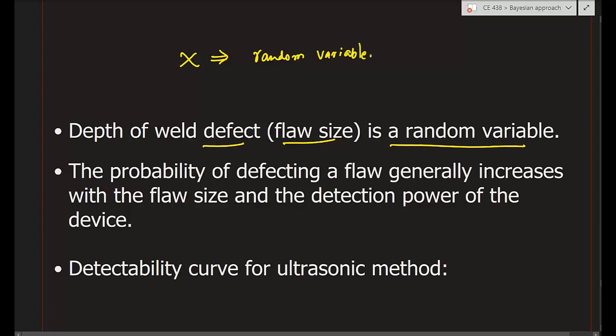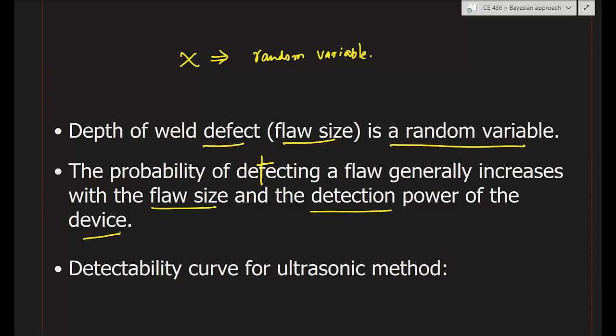The probability of detecting a flaw generally increases with the flaw size and the detection power of the device. So there are two things that are important. If I want to detect a damage, a crack, then of course if my crack size increases, I can detect the crack in a better way. That is, the probability of detecting a crack with increased size is more. And if the sensor has high sensitivity, in that case we will also be able to detect. That is detection power.